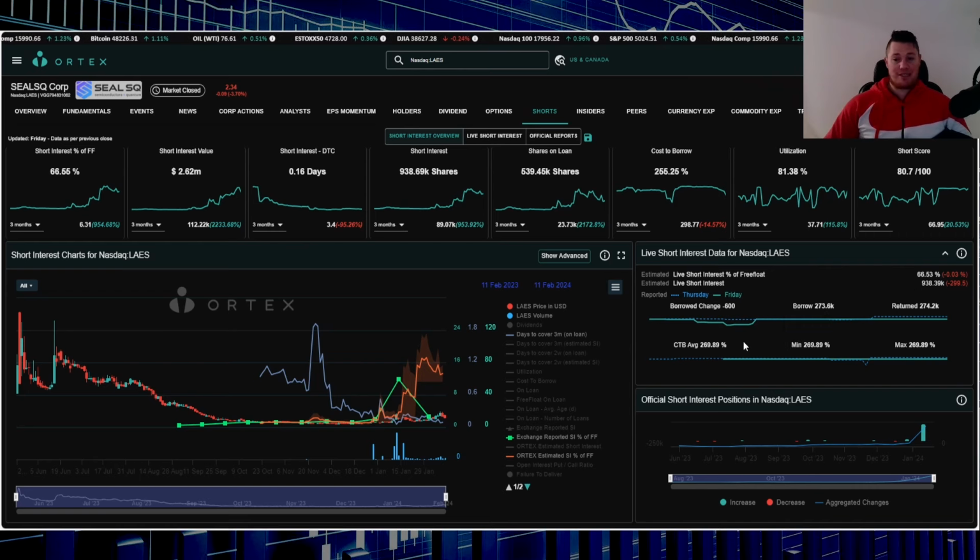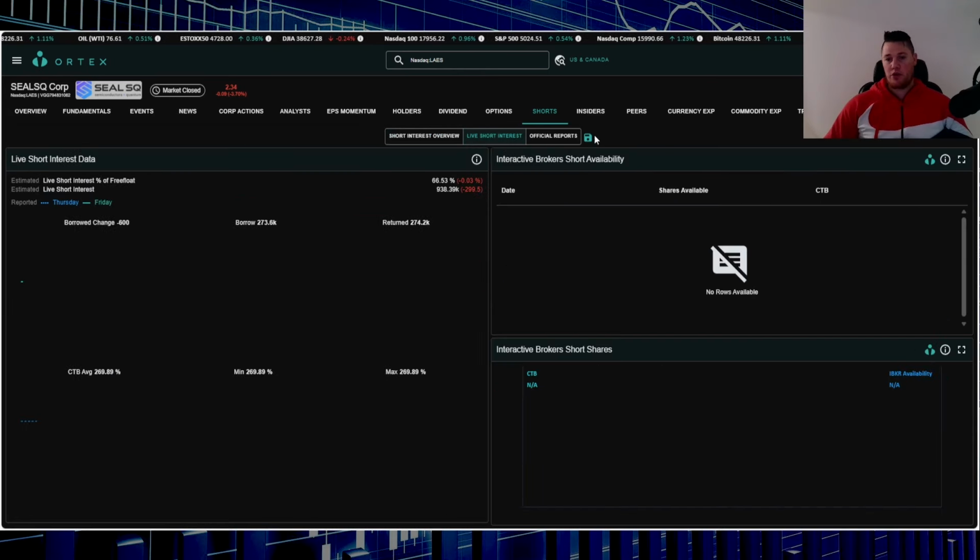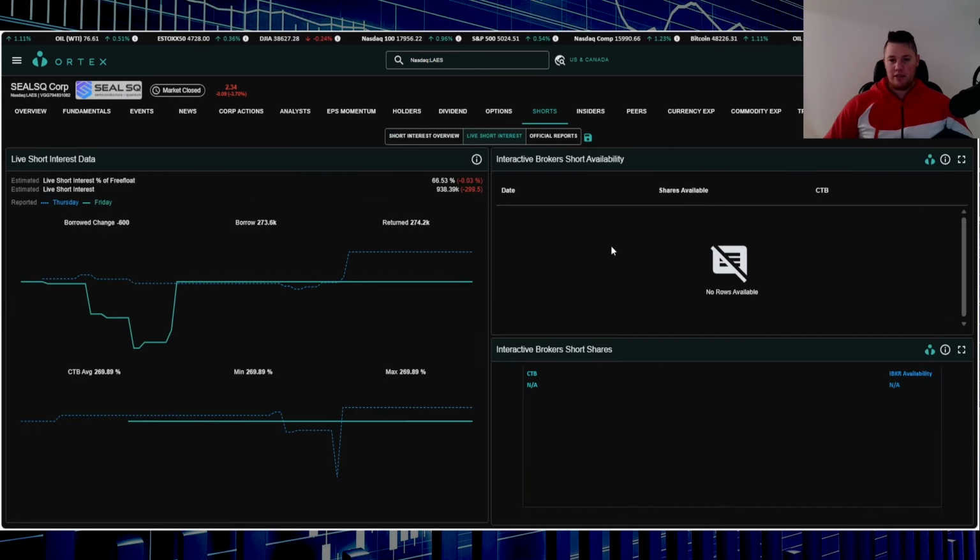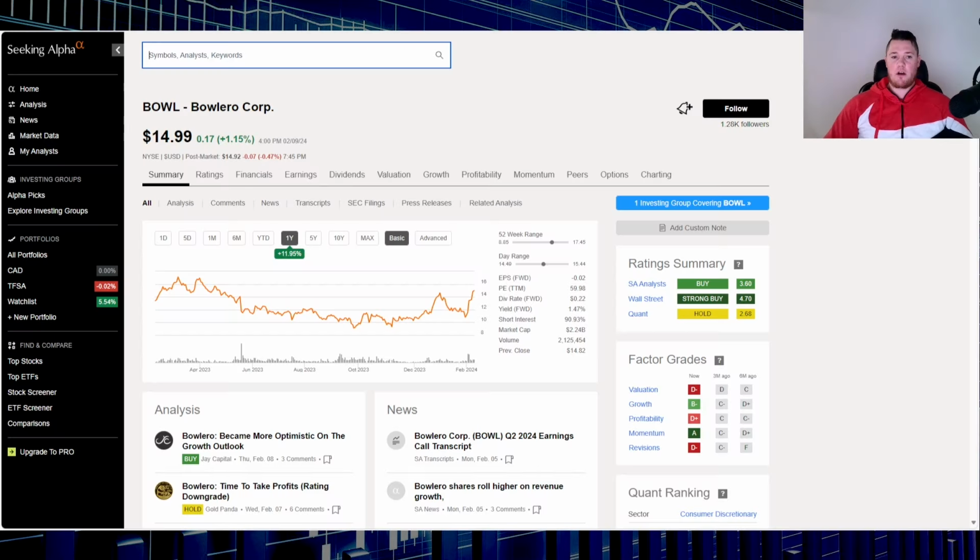Cost to borrow average is a little bit higher with this stock, so 269.89%, and 81.38% is the utilization. Through Interactive Brokers, short availability doesn't look like it's populating right now, but again, definitely this stock is very heavily shorted.